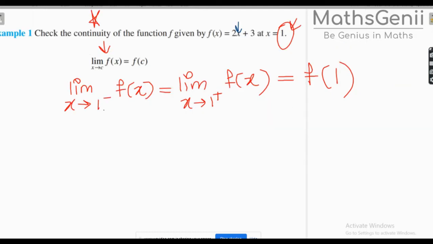Now you got to remember two things when you find the left hand and the right hand limit. So while you're finding the left hand limit, c is the point of continuity, and if you remember, in limits we had something called as h tending to 0.